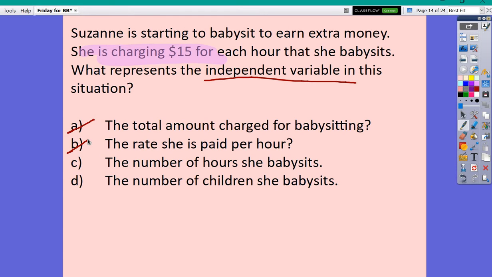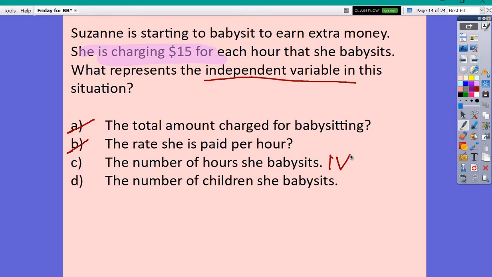C says the number of hours she babysits. So this is interesting because this does change. The number of hours that she babysits is something that she can control. If somebody needs her to work for 7 hours, but she can only work for 4, then she has control over the number of hours. She's going to charge 15 no matter what, and the amount that she makes is going to vary, depend on the hours, but she can set the number of hours. So that sounds like it's probably going to be our independent variable.